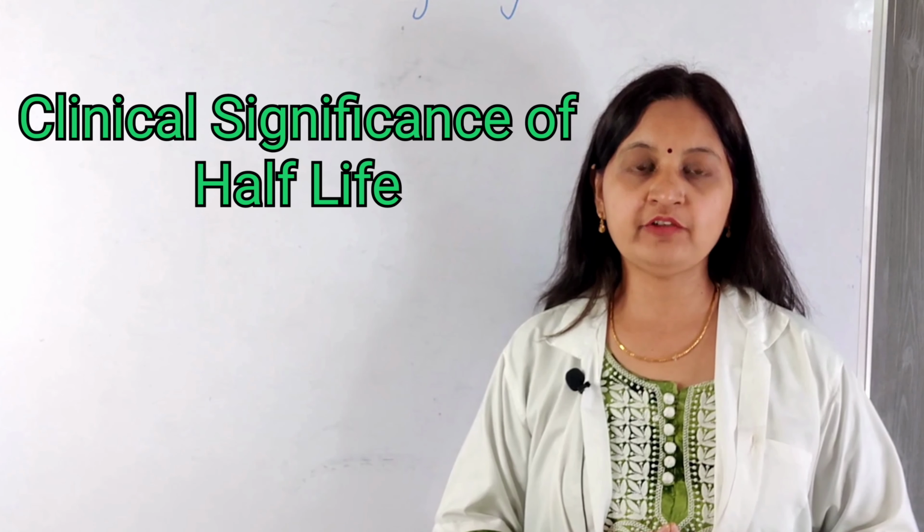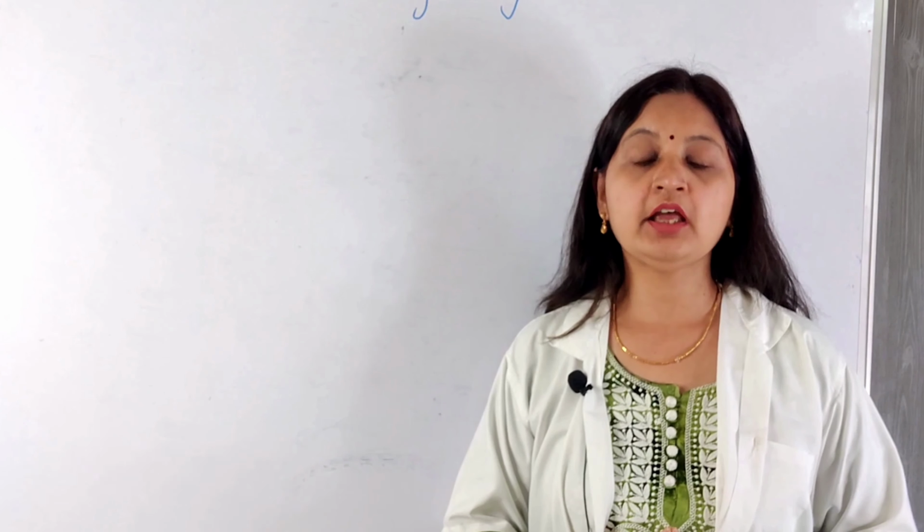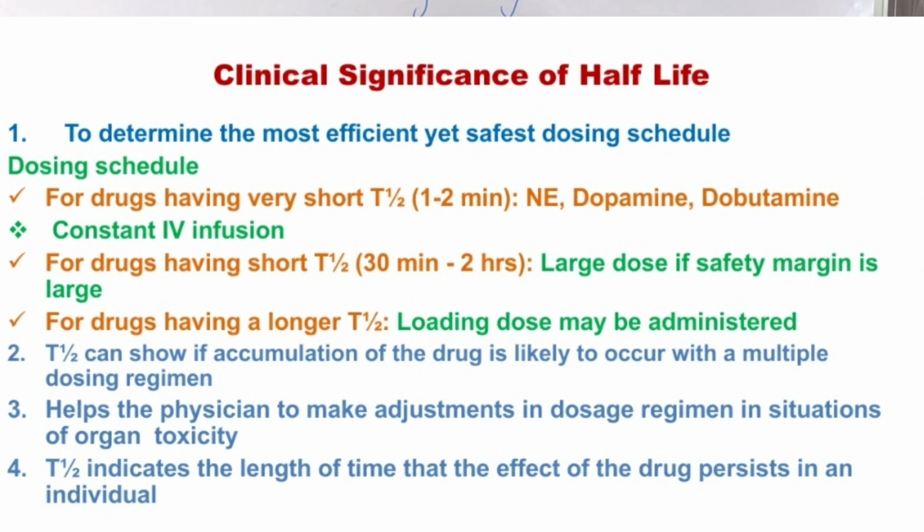Half-life is clinically relevant when the physician must determine the most efficient yet the safest dosing schedule. So how does the physician decide the dosing schedule? For drugs which have a very short half-life of 1 to 5 minutes, for example norepinephrine, dopamine, oxytocin, these drugs are given by constant IV infusion.